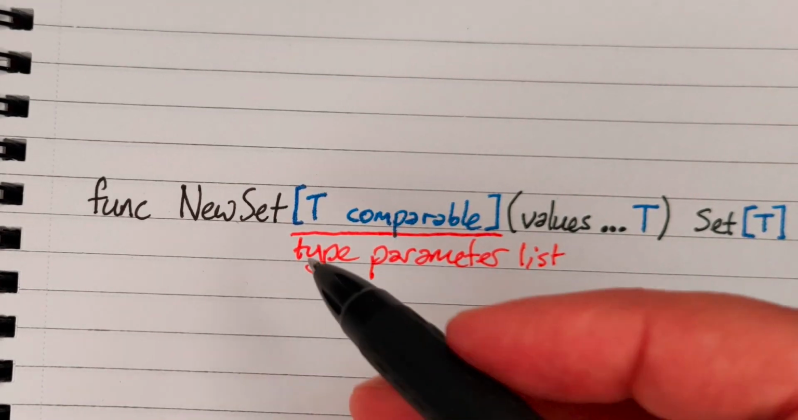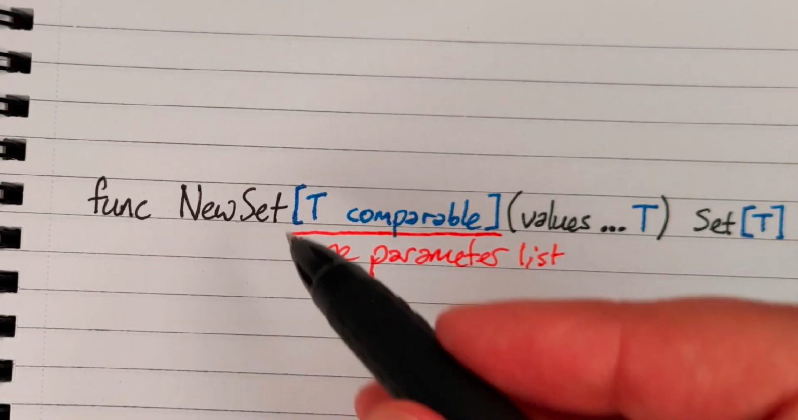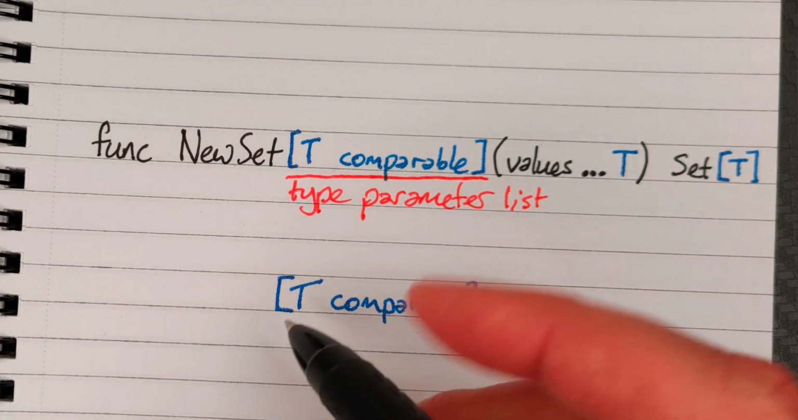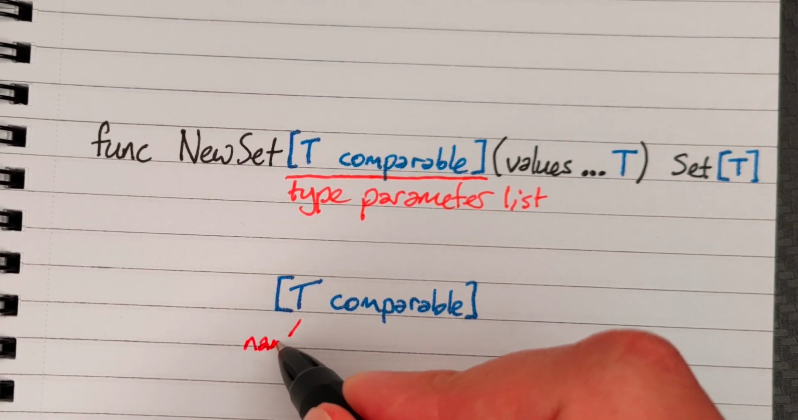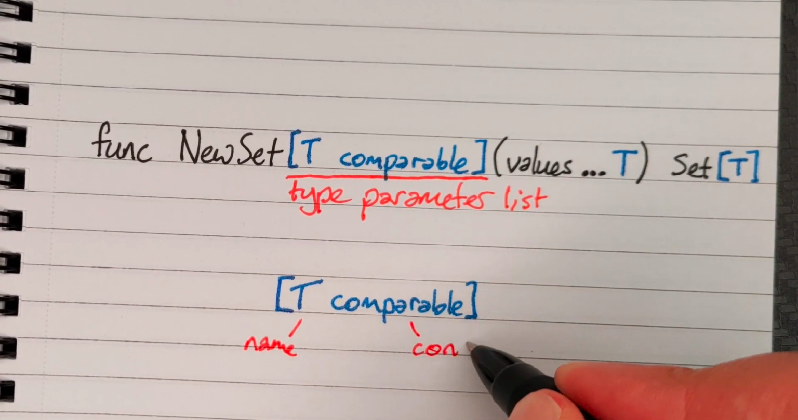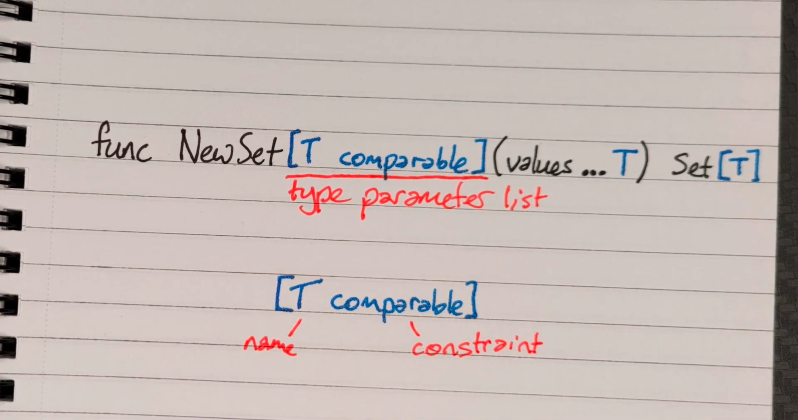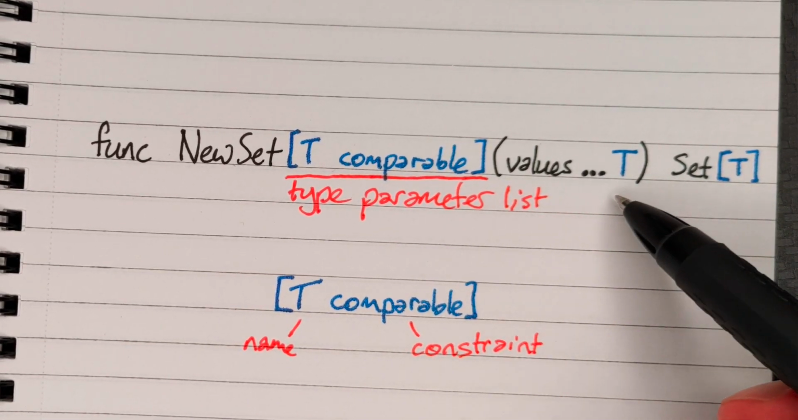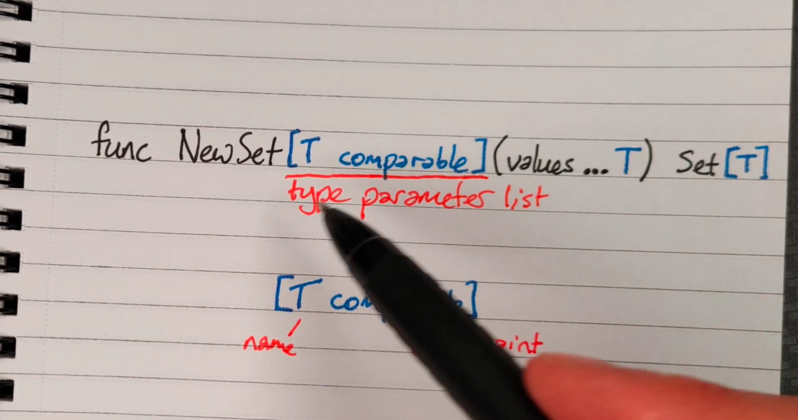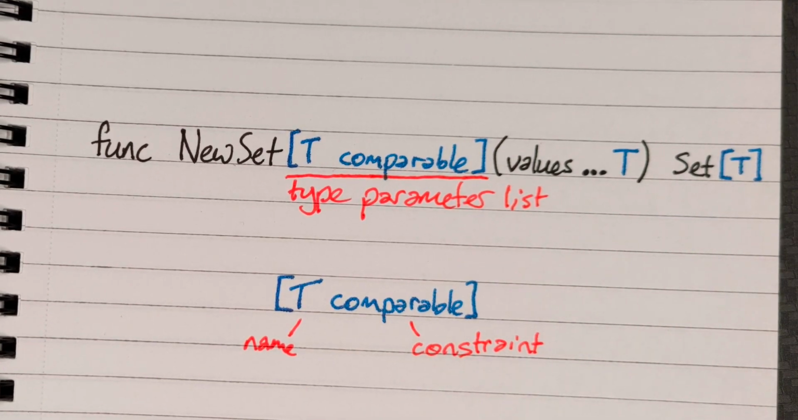This appears after the function name and before the function parameters in square brackets. We give each of the type parameters a name, often T, followed by a constraint. We can then define the input parameters and function as normal, but with the ability to use the parameterized types anywhere we like in our function.